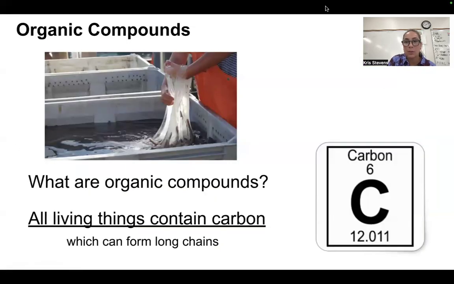Organic compounds means contains carbon. Organic means to contain carbon. Inorganic means does not contain carbon. All living things contain carbon, which forms really long chains.